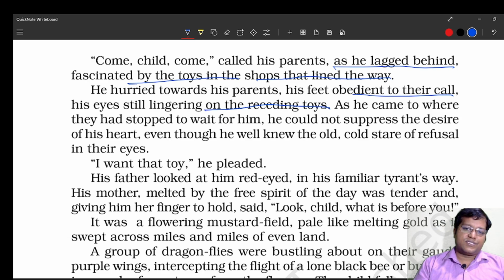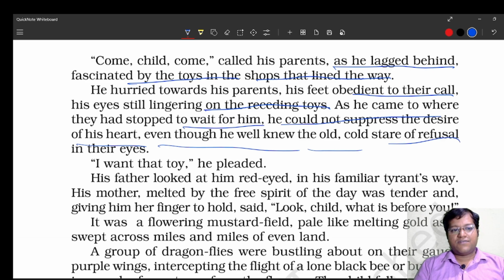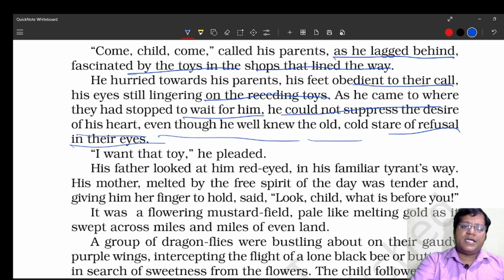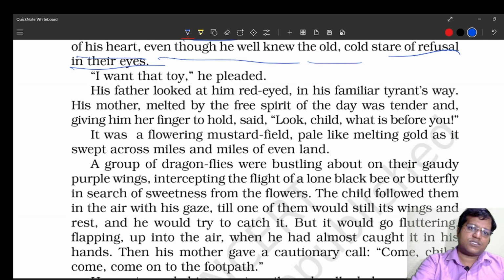He was so interested in having all the toys that he kept looking back at them. As he came to where they had stopped to wait for him, he could not suppress the desire of his heart, even though he well knew the old cold stare of refusal in their eyes. He knew that his parents would not buy the toy for him. Actually, his parents belonged to a very poor family. That is why they did not have enough money to spend at the fair. Though they were willing to buy something, they were bound by their financial stringency.